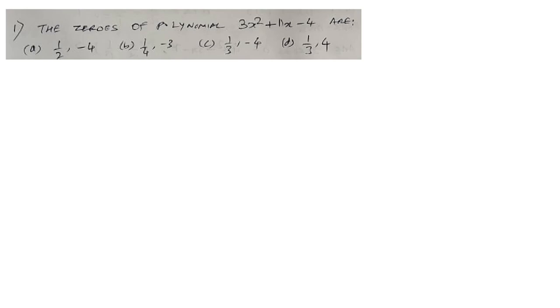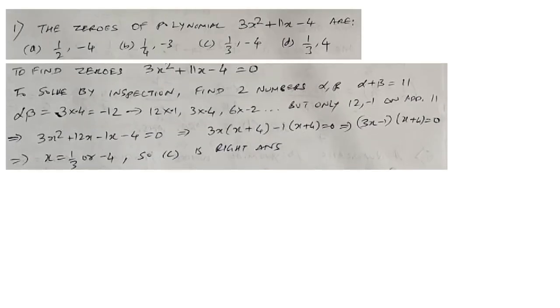So we'll solve this quadratic polynomial using inspection, right? Find zeros of 3x squared plus 11x minus 4. To solve by inspection, you have to find two numbers whose product is 3 into minus 4, which is minus 12, and whose sum is plus 11. So minus 12 can be expressed as 12 into minus 1, or 3 into minus 4, or 6 into minus 2. But among all these combinations, only 12 into minus 1 is the right combination you have to choose, because adding 12 and minus 1 will give you 11.